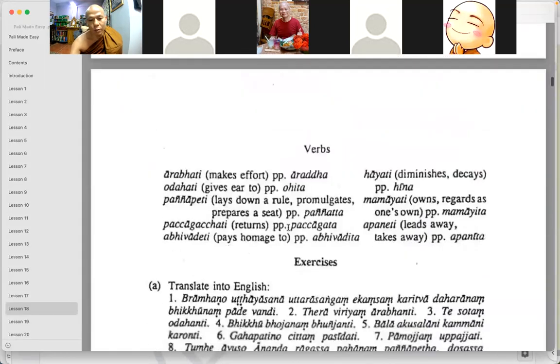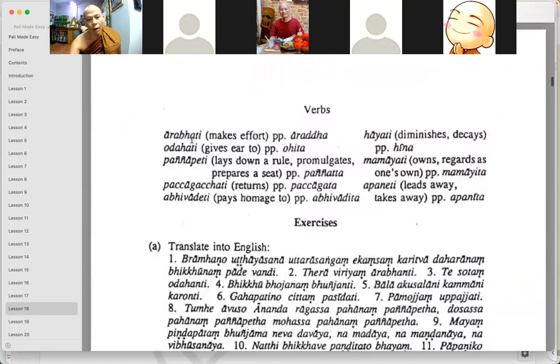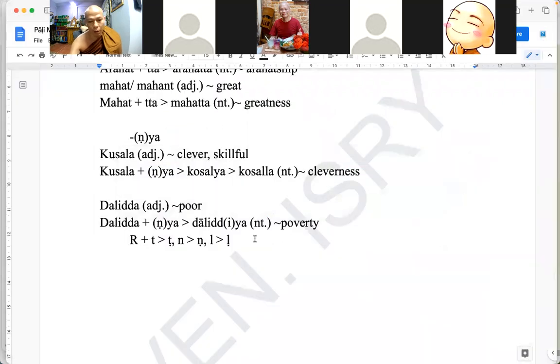Okay, and then let's move to the verbs. Now arabhati. That arabhati is not so difficult. The prefix is a, the root is rabh, and the sign is a and then ti. Arabhati makes effort. Arabdha is also the past participle. So we have arabhati.